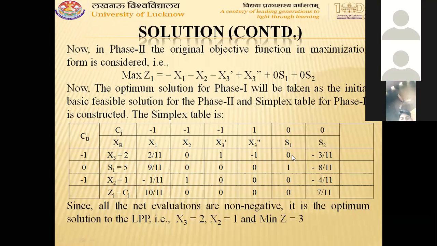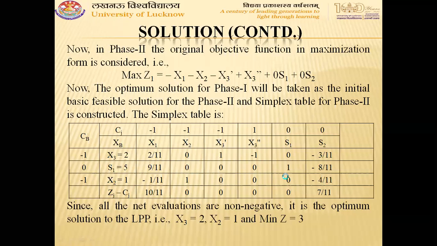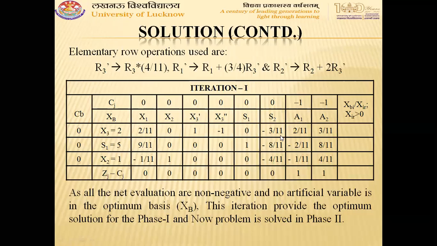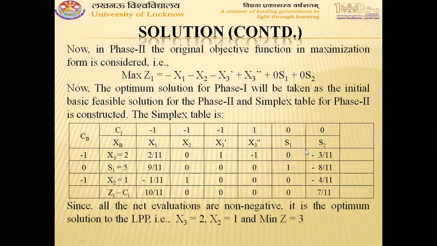For s1 it is 0, 1, 0. And for s2 it is -3 by 11, -8 by 11 and -4 by 11, the same as in the previous table. That is, the optimum solution of phase 1 is taken as the initial solution for phase 2, and the constraint coefficients in the last iteration were taken in the same manner.